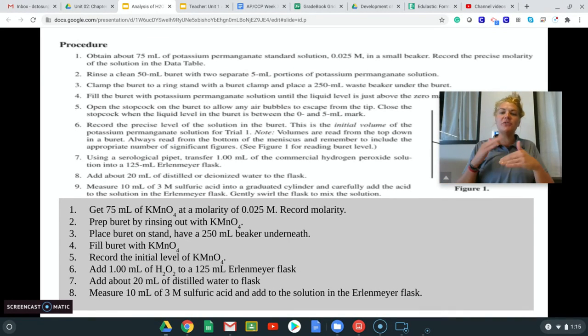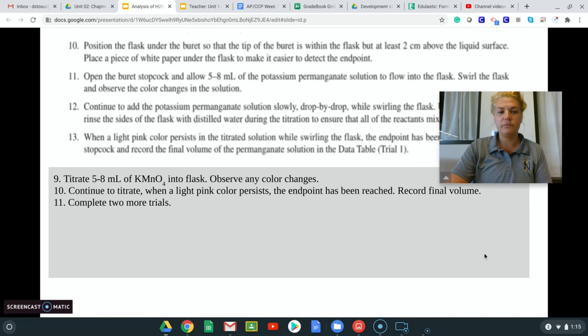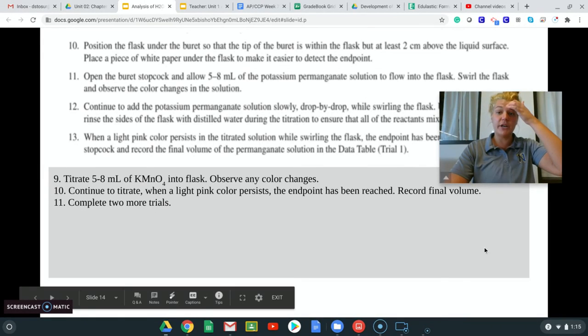And then I don't want you to worry too much about this because this is past the scope of what you need to know, but we have to make this solution acidic in order for the reaction to go. So we're going to add 10 milliliters of 3 molar sulfuric acid. And then we're going to start titrating.